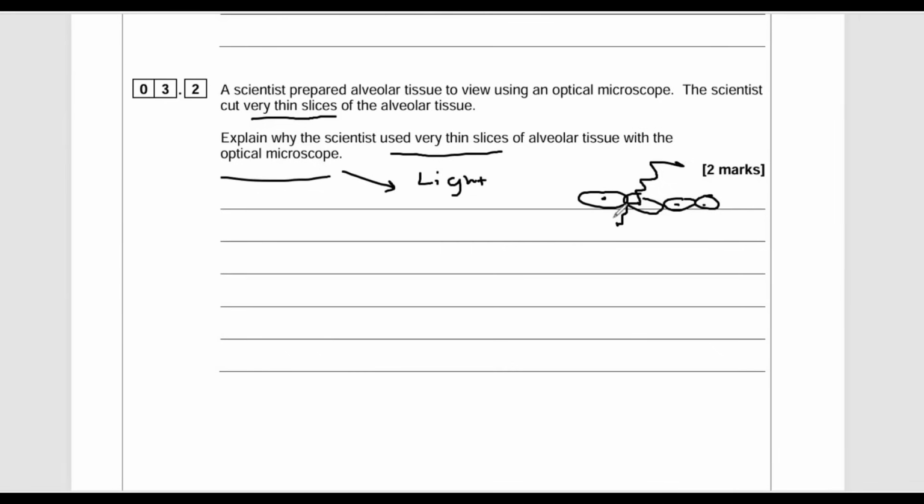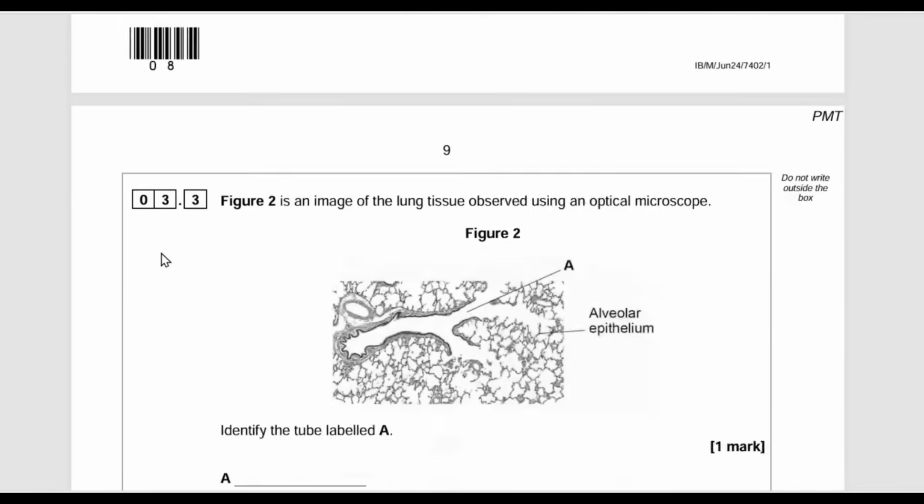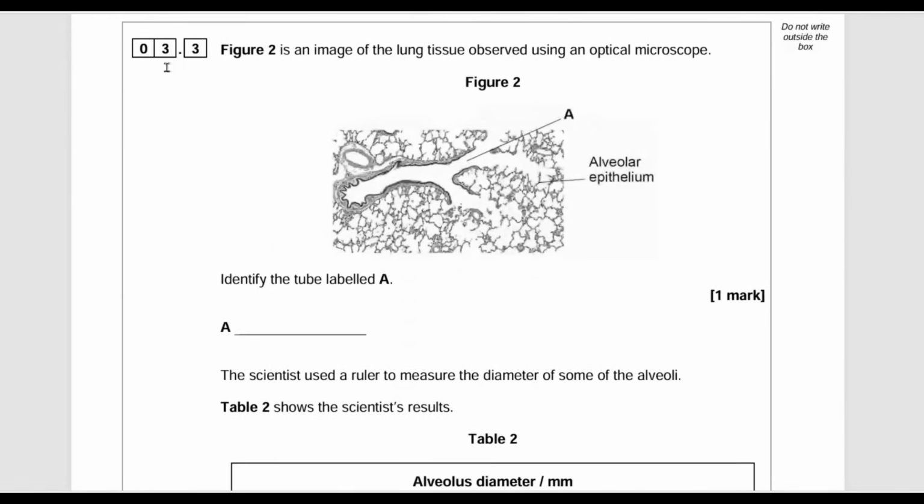So again, pause the video, see if you can write this down. This is more of a GCSE style question. It's quite an easy one. So why do we use thin slices with an optical microscope? To create a thin layer of cells which will make light easy to pass through. So it's really triggering in your mind that optical microscopes don't use electrons, they use light. We want that light to be able to cross through the cells, so you're using a thin layer of cells.